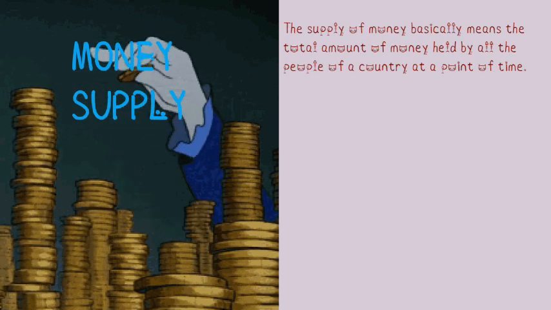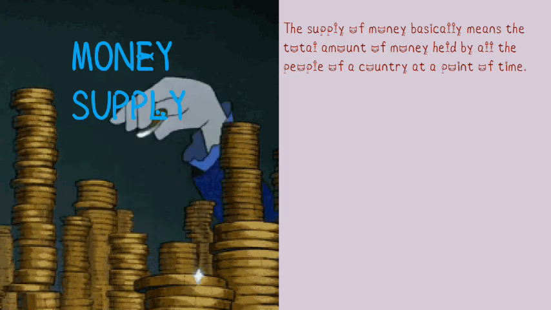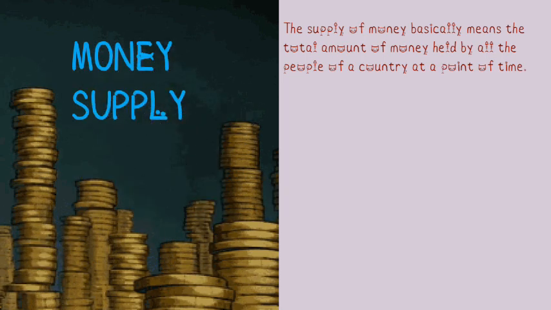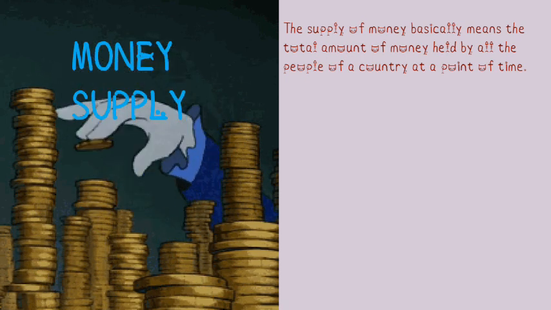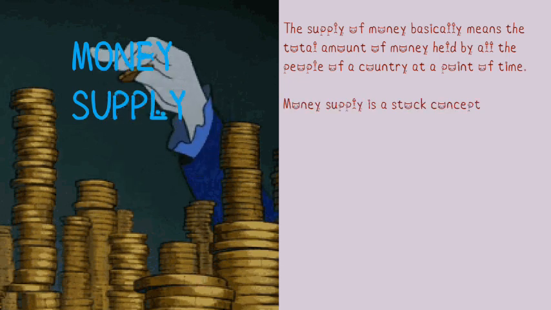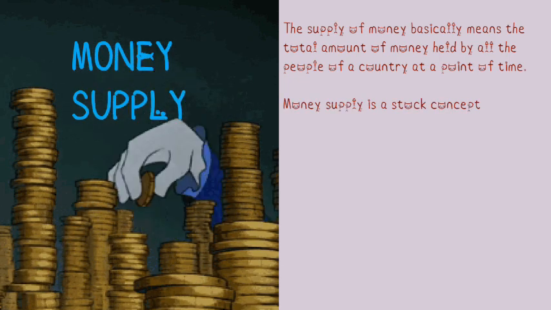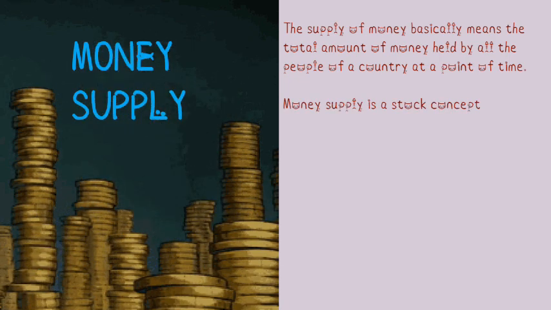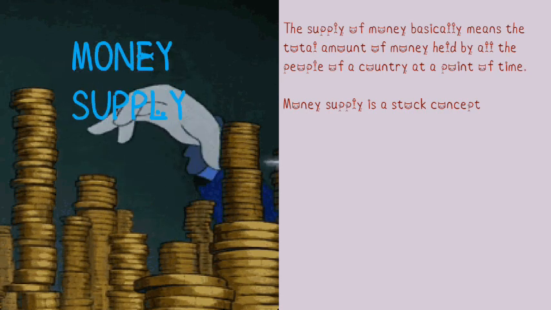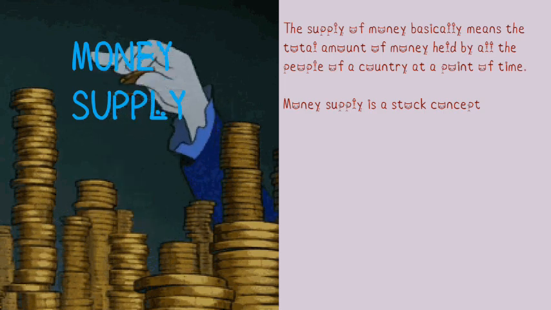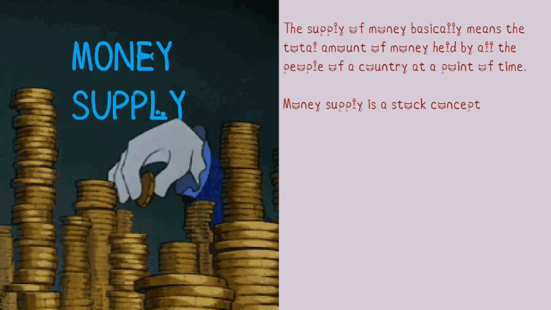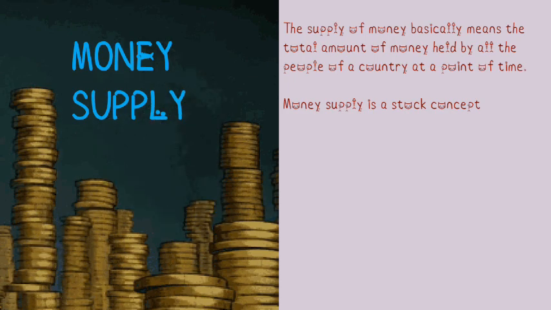So basically it refers to the total amount of money in an economy at a particular point of time held by all the people of a country in an economy. Money supply is a stock concept, and stock concept is always with reference to point of time. Now I know a question may have popped up into your mind that though it says money supply, yet it is studied as a stock concept.